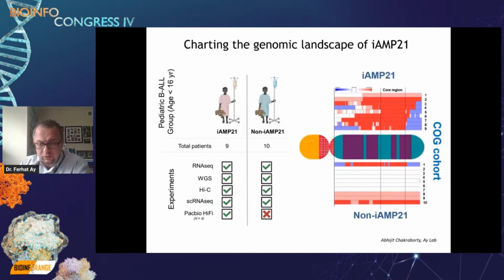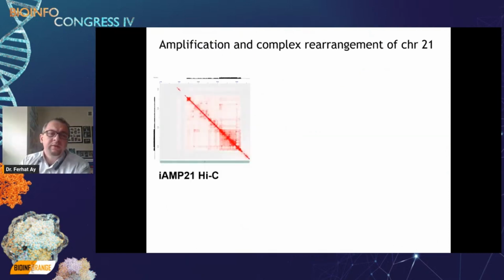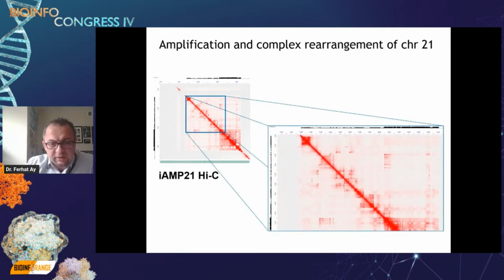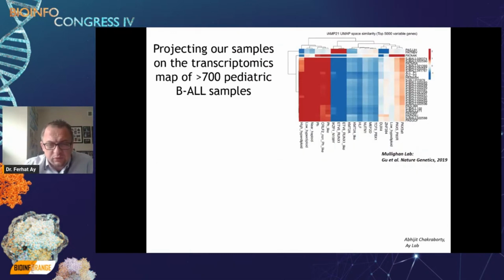So what we have first confirmed is that really these kids with iAMP21 have rearranged chromosomes, and there are large amplifications happening in chromosome 21. And a few of the control cases actually seem to have that too. When you go into the Hi-C maps we have generated, you see this kind of pattern. When you zoom in a little bit, it's clear that you have these shufflings and these small fragments, and they're all over the place. Something for us to resolve.